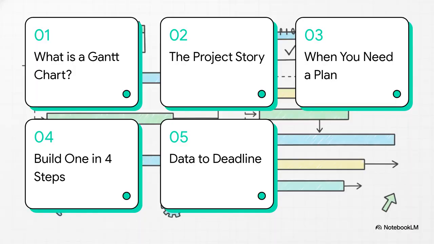So here's the plan. First, we'll cover what a Gantt chart actually is. Then, we'll look at how it tells your project's story, and we'll pinpoint the signs that you absolutely need one. After that, I'm going to walk you through building one in just 4 steps, showing you exactly how to go from a simple list of data to a crystal clear deadline.